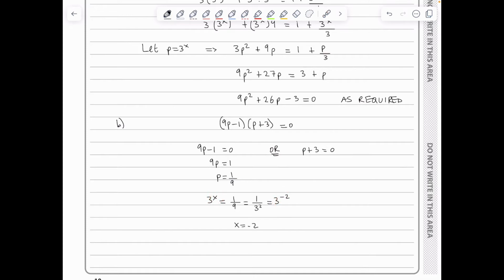Moving on to p plus 3 is equal to 0. We have that p is equal to negative 3, which means that 3 to the x is negative 3. Now this is rejected. It's not valid, simply because if I raise 3 to any power, then I can never get a negative result. So since 3 to the x is greater than 0 for all x.